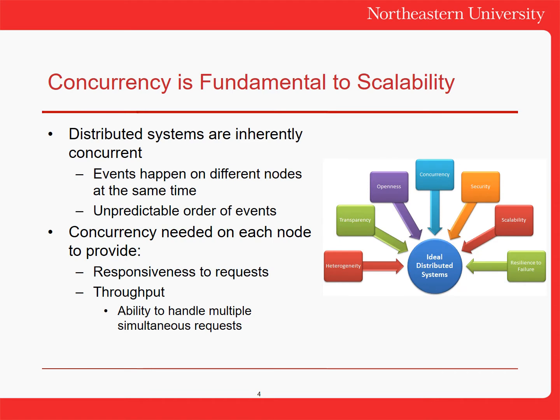Concurrency is absolutely fundamental to building scalable systems. Whenever you distribute a system across multiple nodes, you're inherently getting concurrent behavior because the nodes can execute things at the same time. So events happen on different nodes at the same time, and you can't control the order of those events. So you need to have some way to coordinate all of your concurrent behavior. And you also need concurrency on nodes to be responsive, because if you can handle multiple things at the same time on your node, you can actually achieve higher throughput.